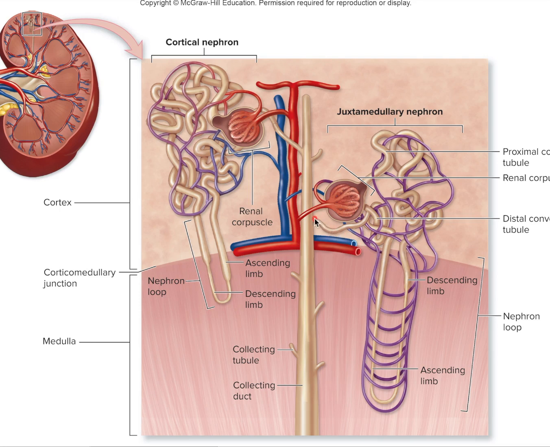Then the distal convoluted tubules are going to empty into this main collecting tubule, and these little collecting tubules are dumping into the collecting duct. And like I said, there's millions of these nephrons in the kidney, so there's a bunch of collecting ducts. And those collecting ducts, you see in this picture right here, they run down the length of the pyramids, and they will eventually dump into a minor calyx.